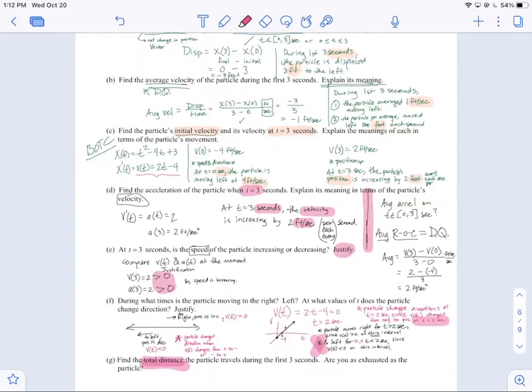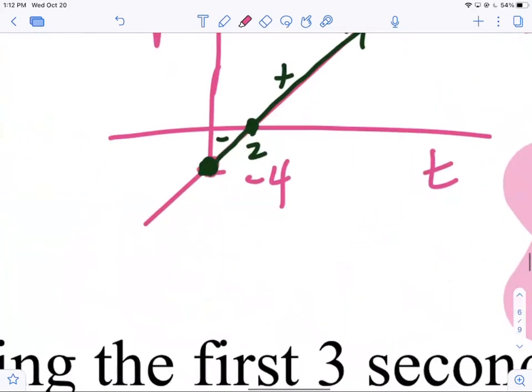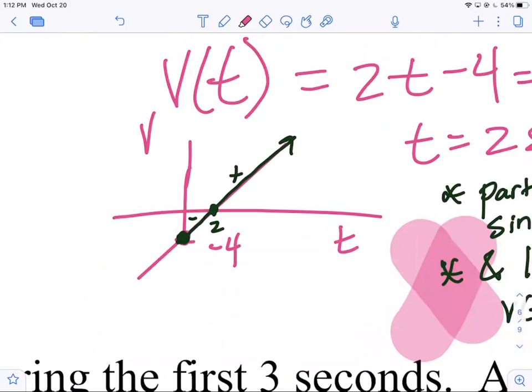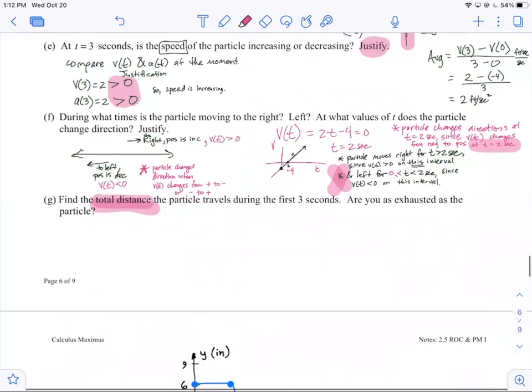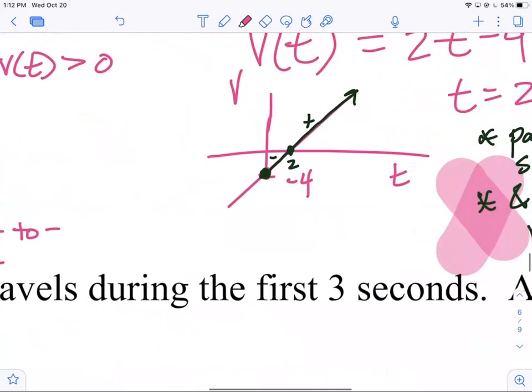We know this particle is going left and then right, correct? I need to figure out from 0 to 2 how far it travels going left. And then I need to figure out from 2 to, what does it say, 3, how far it's going to the right. So how can we do that? Well, any ideas? I know it changes direction at 2. How about, could I find the displacement from 0 to 2 and then take the absolute value of it?